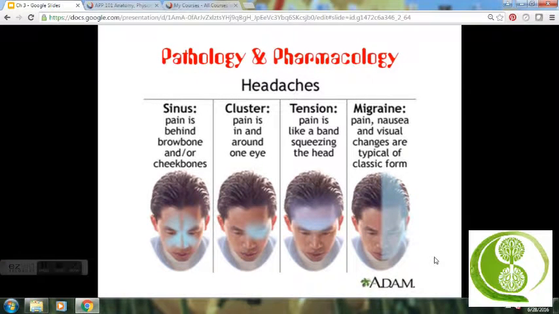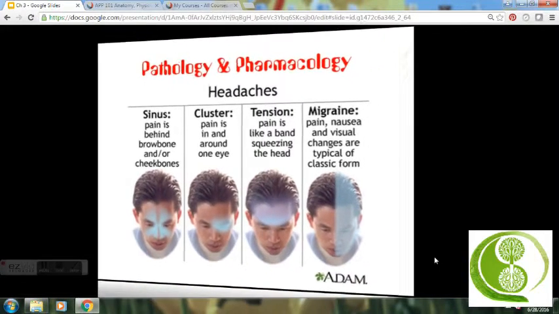Okay, so this is a picture indicating a couple of different types of headaches. The sinus headache, there's pain typically behind the brow bone and or the cheekbones. The cluster headache is pain in and around one eye. Tension is pain like a band squeezing the head. And migraine is pain, nausea, and visual changes, typical of the classic form of migraine. That gives you an idea of what is going on with your clients.